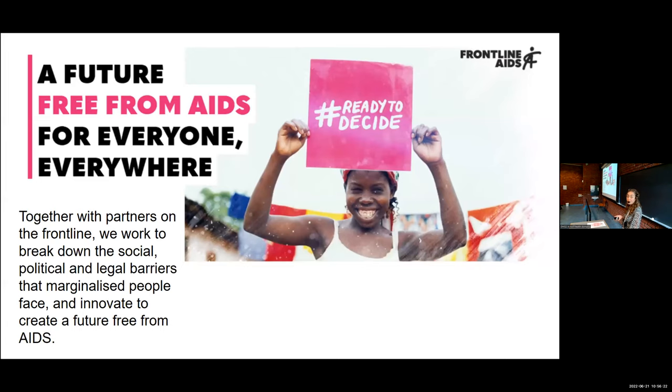In case you don't know who we are, we were set up in 1993 to work with community groups in the countries most affected by the AIDS epidemic. Today, we work as a partnership in more than 40 countries, taking local, national, and global action on HIV health and human rights. We're a global partnership that's open to everyone, and we're working with partners from grassroots community groups right through to national governments.